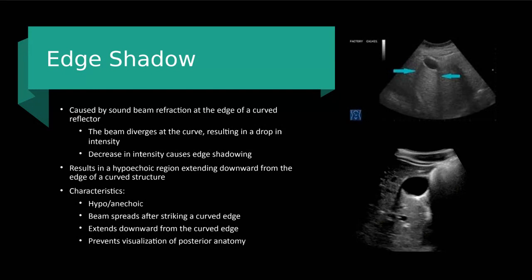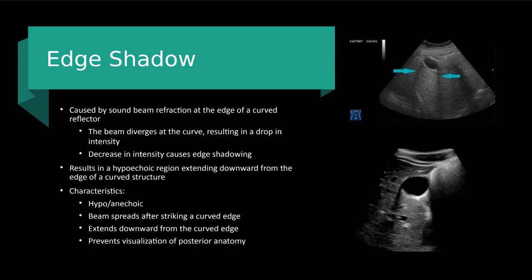So as that sound beam hits that rounded edge of whatever our boundary is, it creates that refraction at that edge, creating this edge shadowing. So the beam diverges at that curve, resulting in a drop in that strength of that sound beam. That decreased intensity is what is causing that edge shadowing. So we're not getting any useful reflections along that pathway of where the curve is. It's going to result in hypoechoic region extending downward from the edge of that curved surface.